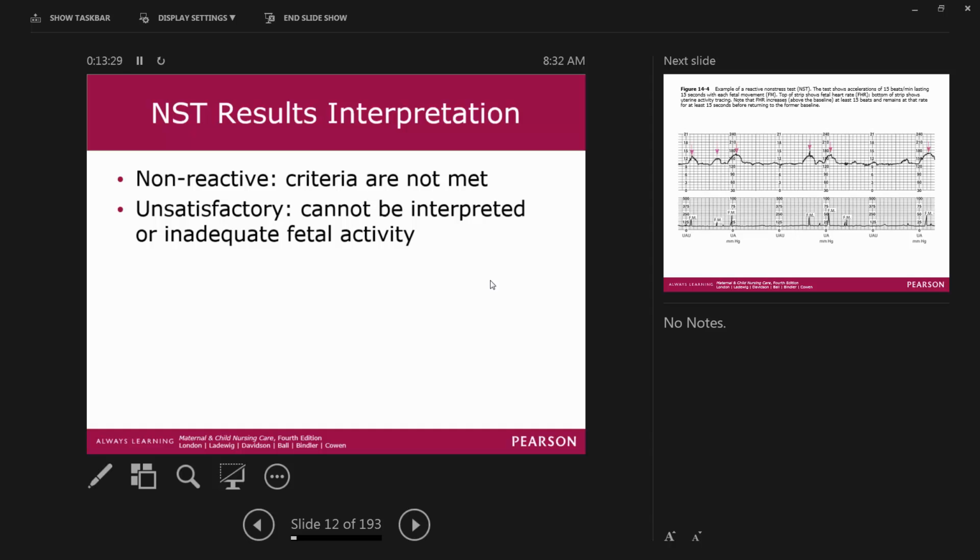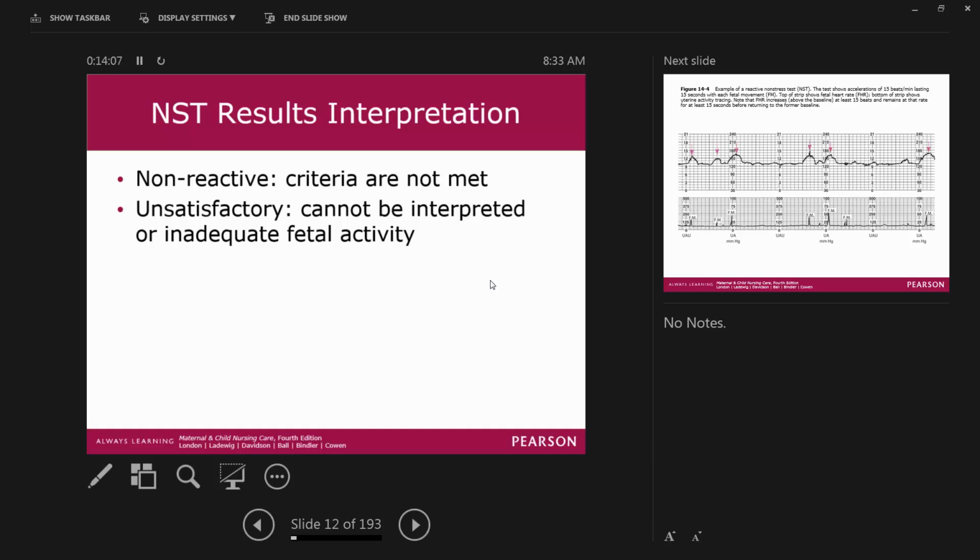All right. So if baby failed the test, then it is a non-reactive, non-stress test. Unsatisfactory just means, you know, maybe the baby was moving like crazy, and you couldn't keep tracing the baby on the monitor, so you didn't have enough tracing on the strip to make a determination. Or baby was totally inactive, and you couldn't get the baby to be reactive, so you call it unsatisfactory.